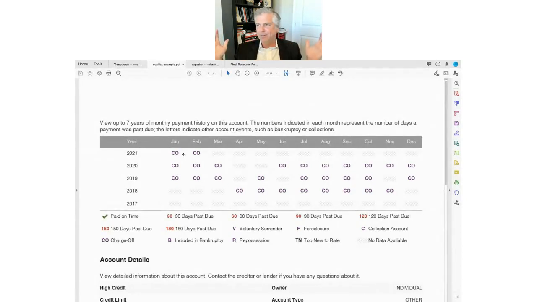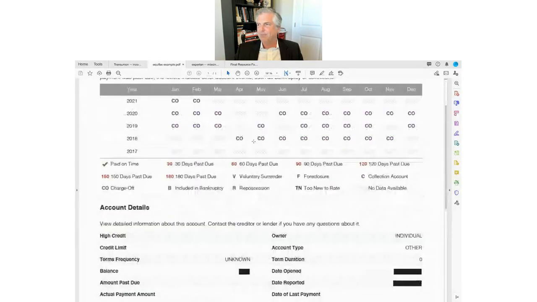Hey, Equifax, you have no data on the rating except for some scattered months. So where is January through December 2017, January through March 2017, December 2000? I mean, you get the point. You just point all this out to them. Like, where is all this information?